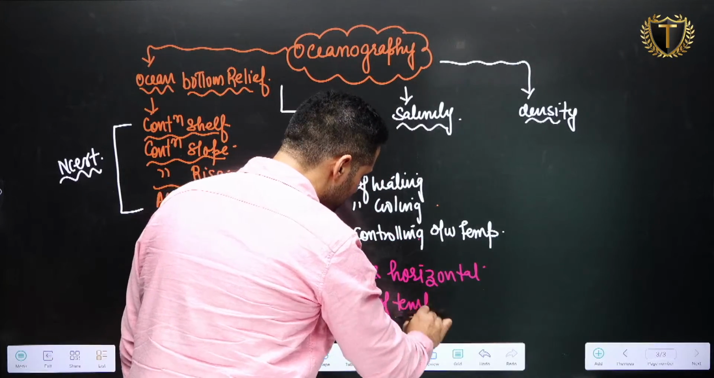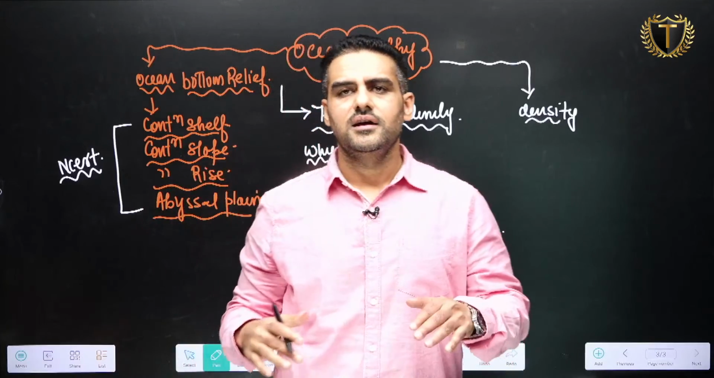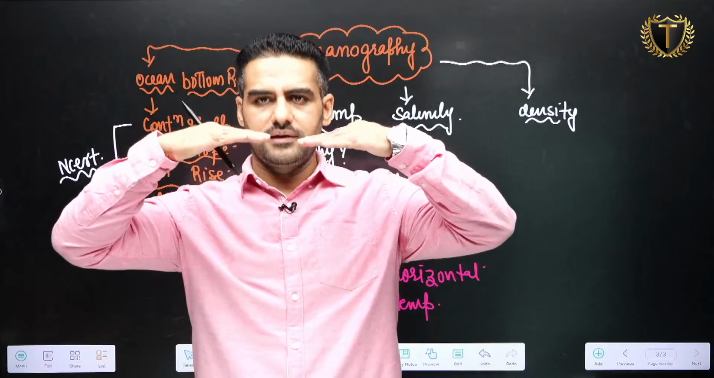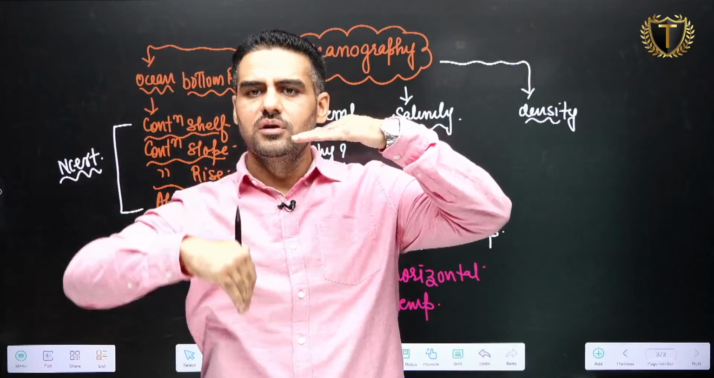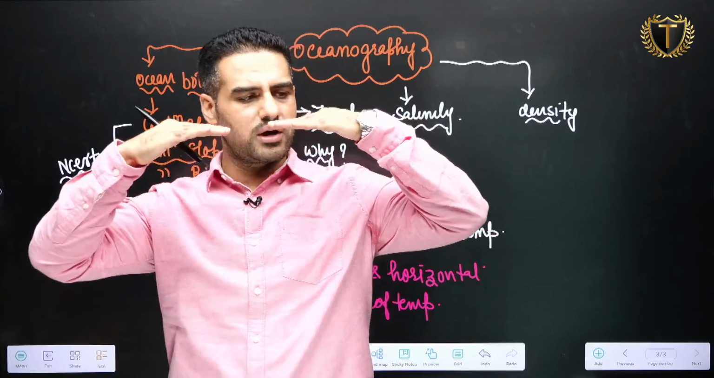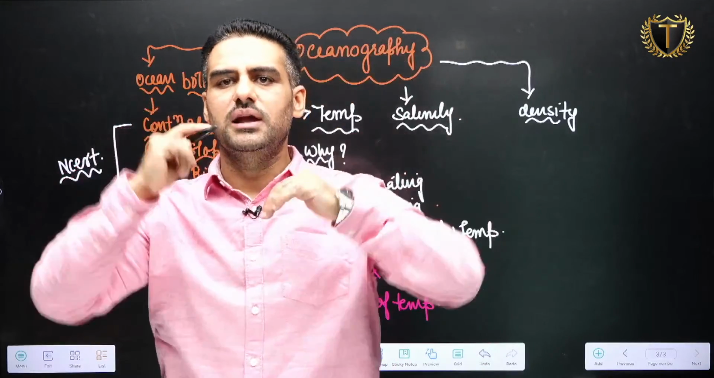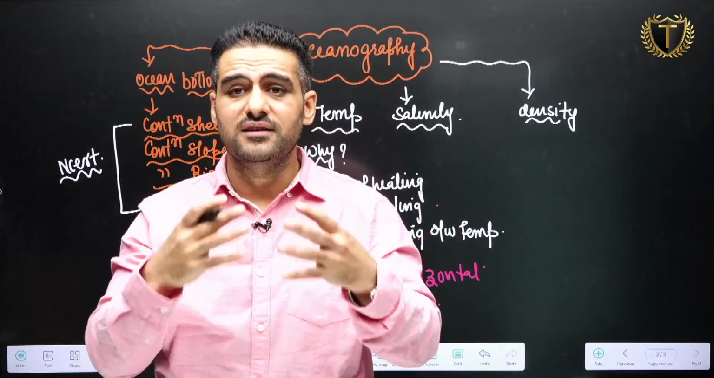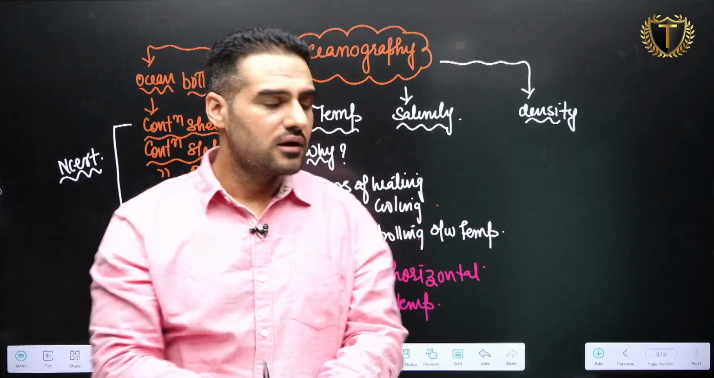Now what does it mean? Vertical means, let's say you are at the tropical sea surface. With depth, what will happen to the temperature? Or you are at the polar sea surface, with depth, what will happen to the temperature? Whether it will increase, decrease, or remain constant, that we have to study.